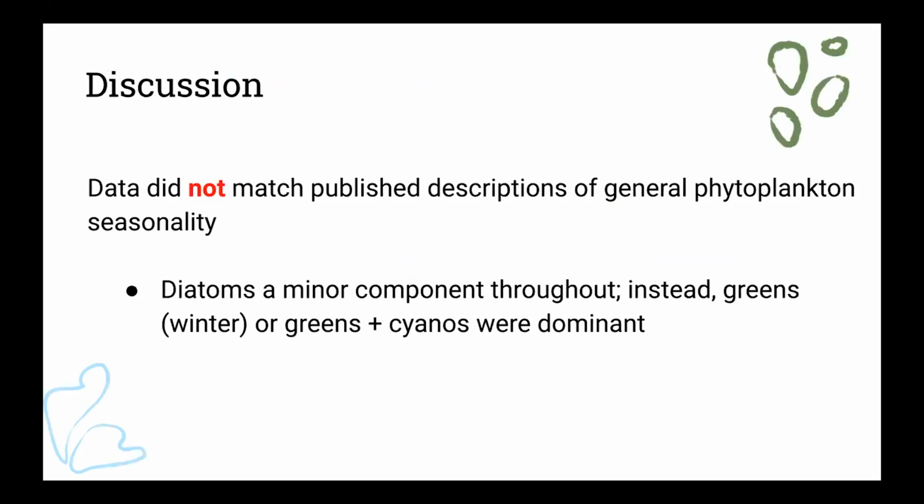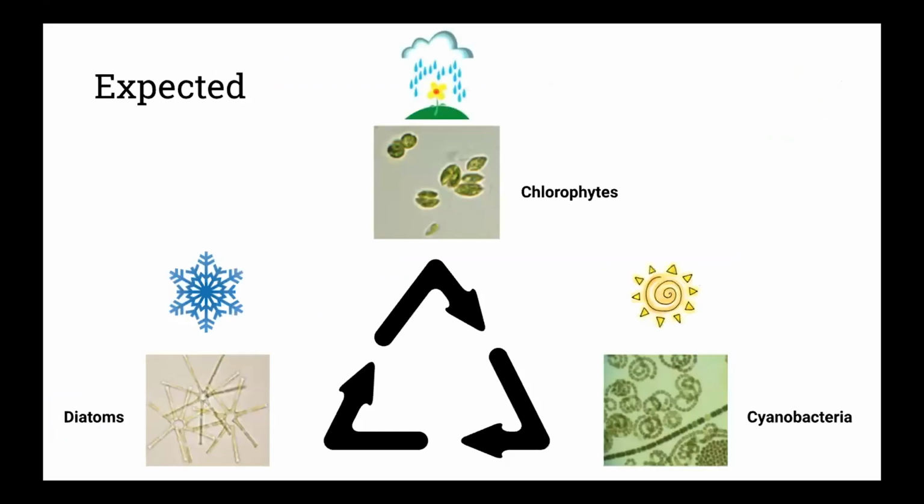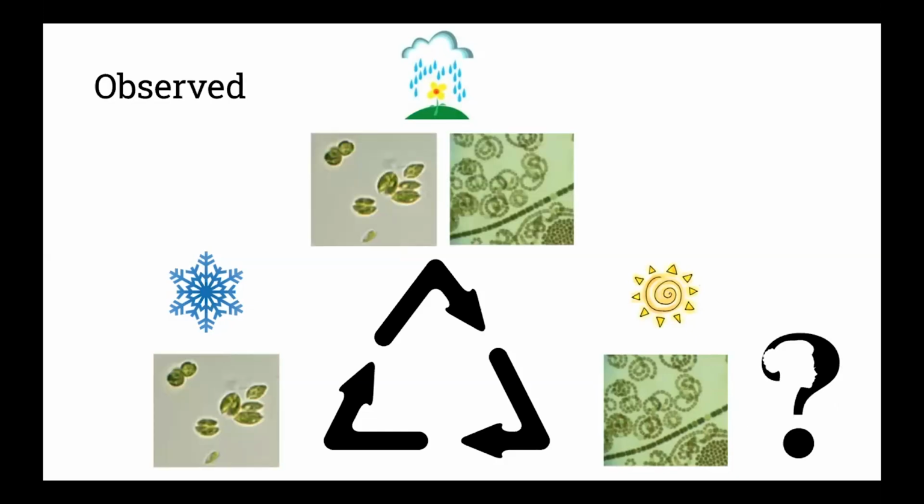So our phytoplankton group presence actually didn't match the published descriptions of phytoplankton seasonality. The diatoms stayed relatively minor throughout our assemblage, and instead the greens were dominant. This just goes back to what we expected to see: lots of diatoms in the winter, chlorophytes in the spring, cyanobacteria in the summer. Instead, what we actually saw were greens dominating in the winter, and then both chlorophytes and cyanobacteria present in the spring. So in the summer, it's safe to assume that lots of cyanobacteria will be present.